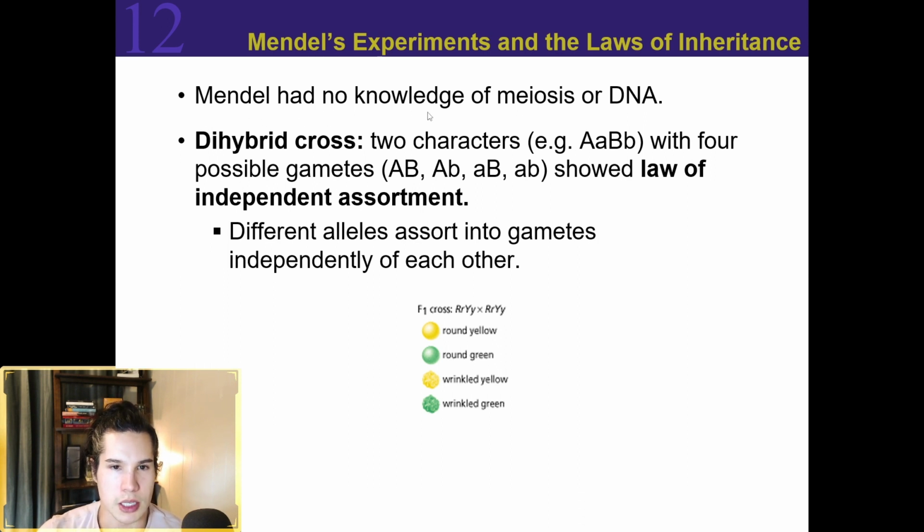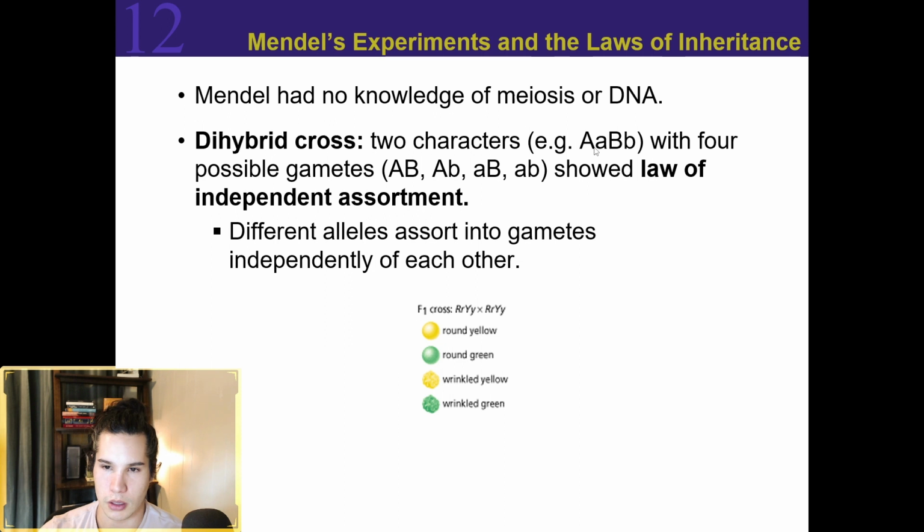So Mendel, at the time he was doing his experiments, didn't really have knowledge of meiosis or of DNA. But he did do some dihybrid crosses, which would probably help one better understand the law of independent assortment. So a dihybrid cross is where, instead of looking at one characteristic, for example, seed shape, which we looked at in the last example, di meaning two, this is a type of cross where we're looking at two characteristics.